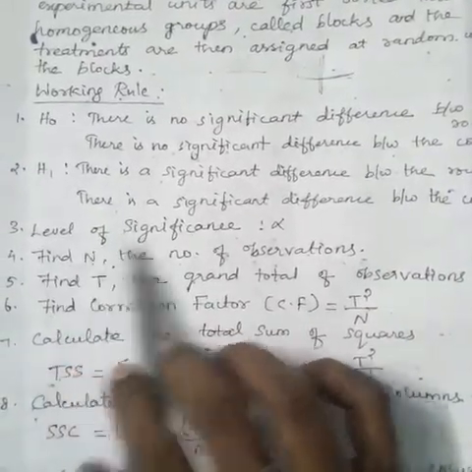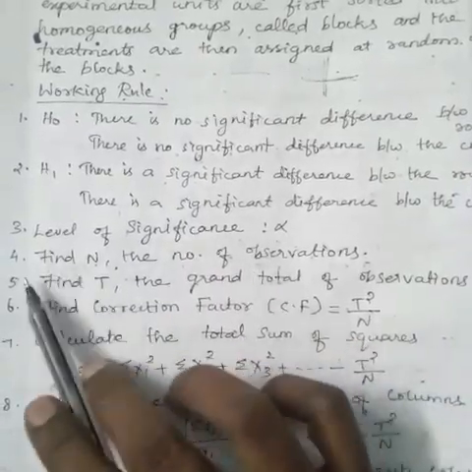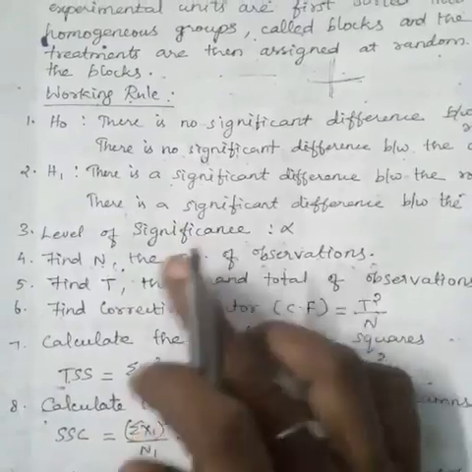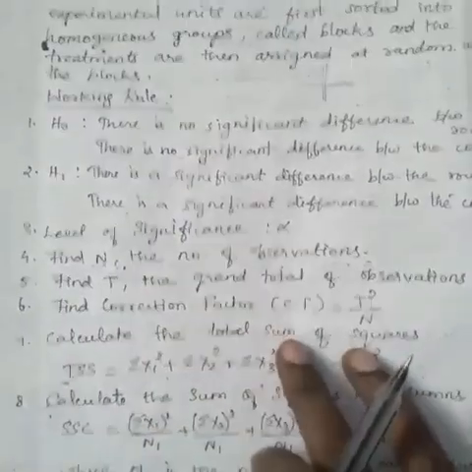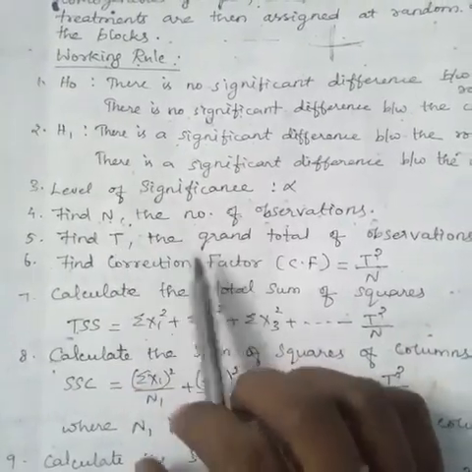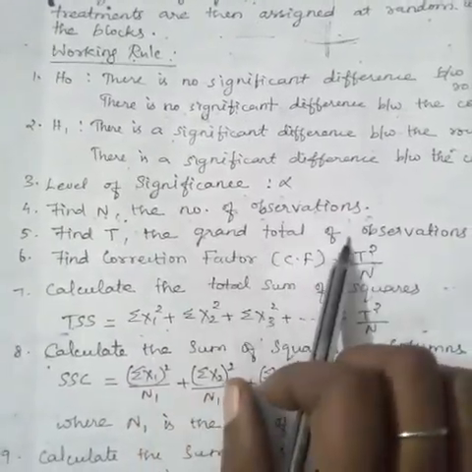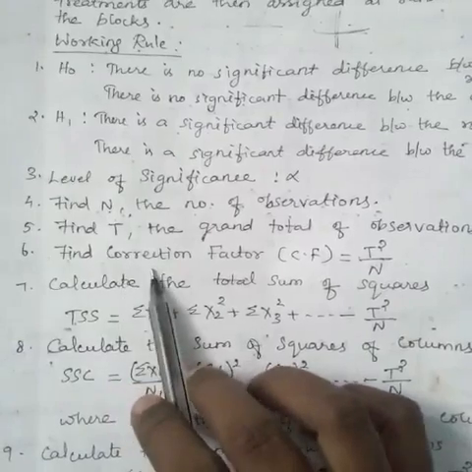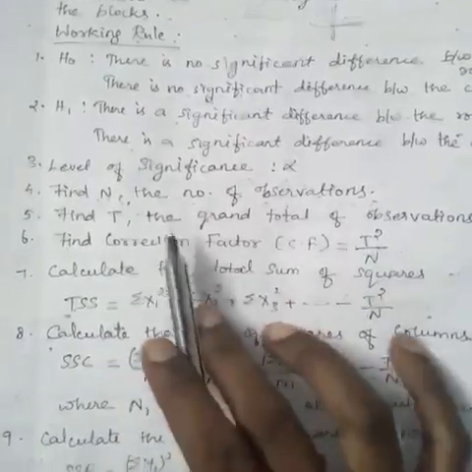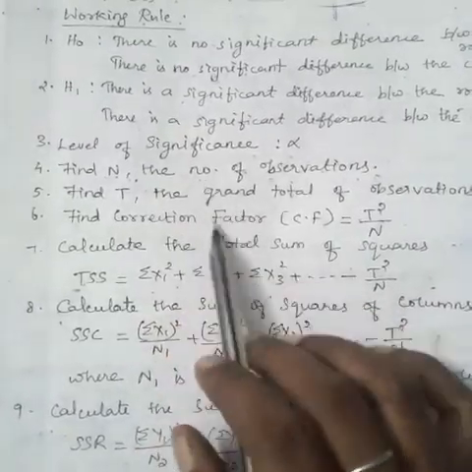Next, third step, level of significance alpha. Fourth one, find N, capital N, that means the number of observations. How many observations are there in the question? Next step, find T. T means the grand total of observations. Next, find correction factor CF. CF is equal to T square by N. From the above two steps, we get the correction factor.